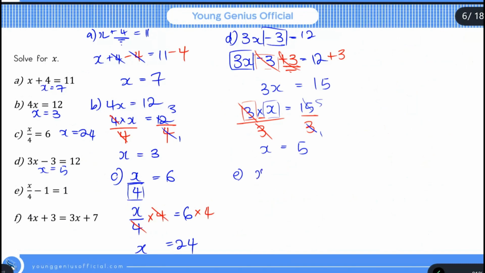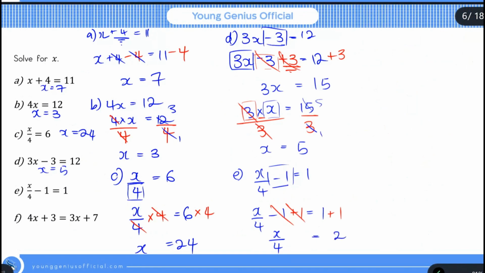For e, x over 4 minus 1 is equal to 1. And let's continue. What are we going to do first? Nice, get rid of this 1. So x over 4 minus 1, seeing that that's a minus 1, to get rid of it, we plus 1, right? And that's equal to 1 plus 1. Great. Now these 1's cancel each other out, so we're left with x over 4, which is x divided by 4, being equal to 2.